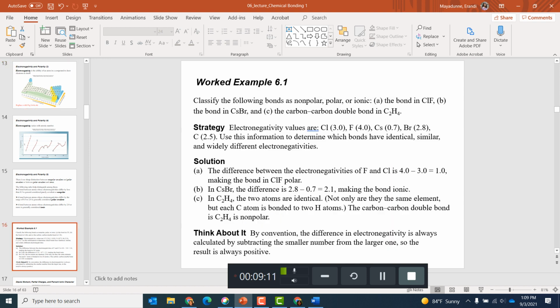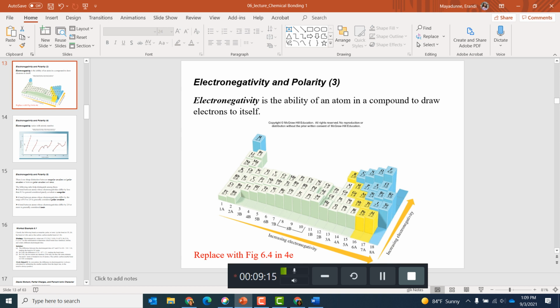My other compound is cesium fluoride. I see cesium here, 0.7. Fluorine is 4. 4 minus 0.7 is 3.3, right? Let me do it again. Yes, 4 minus 0.7 is 3.3. It is above 2, so it's ionic.